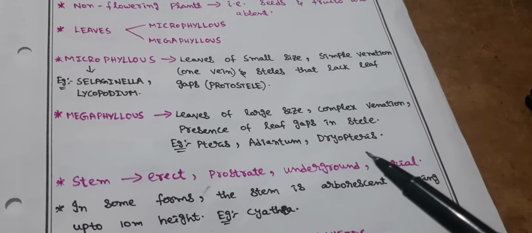Okay, next, stem. The stem is erect, prostrate, underground and aerial. But in some forms, the stem is arborescent, that means growing upwards, up to 10 meters height. Example, Cyathea. Another point is this Cyathea is the tallest plant in pteridophytes. It is the largest plant, and Azolla is the smallest plant in pteridophytes.